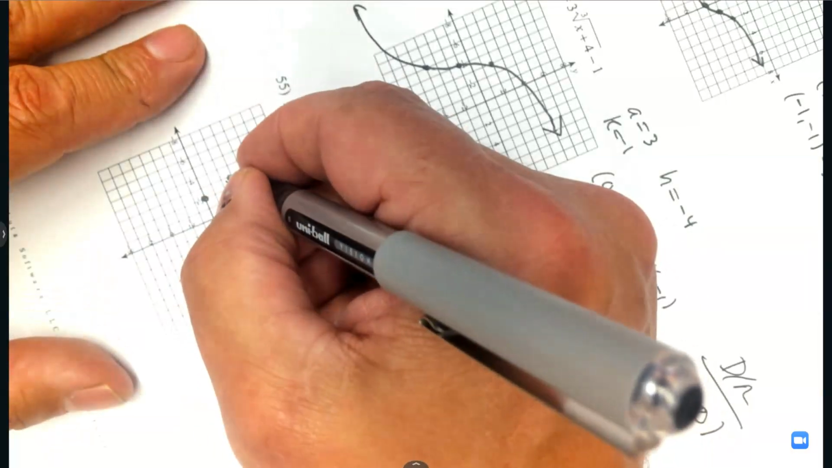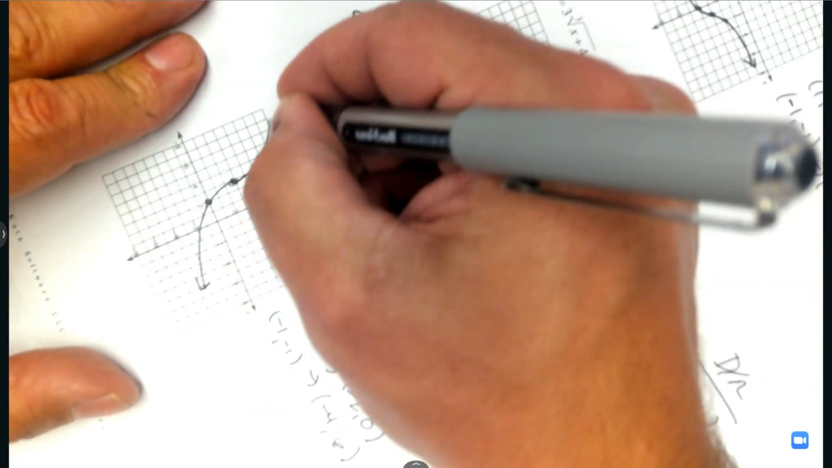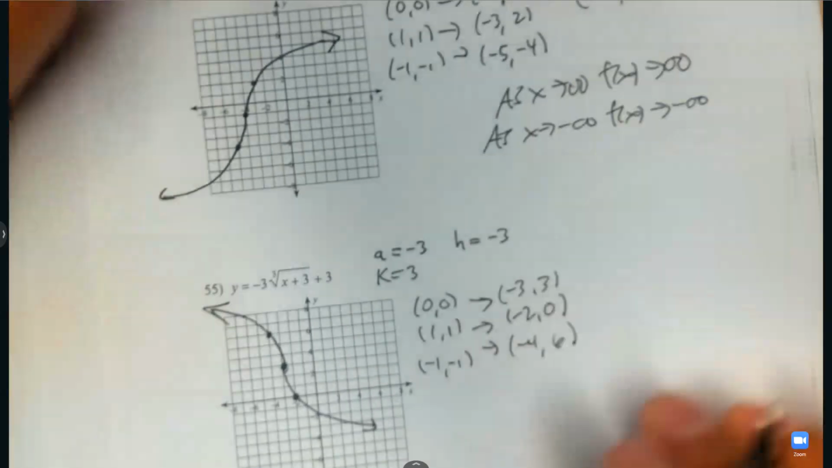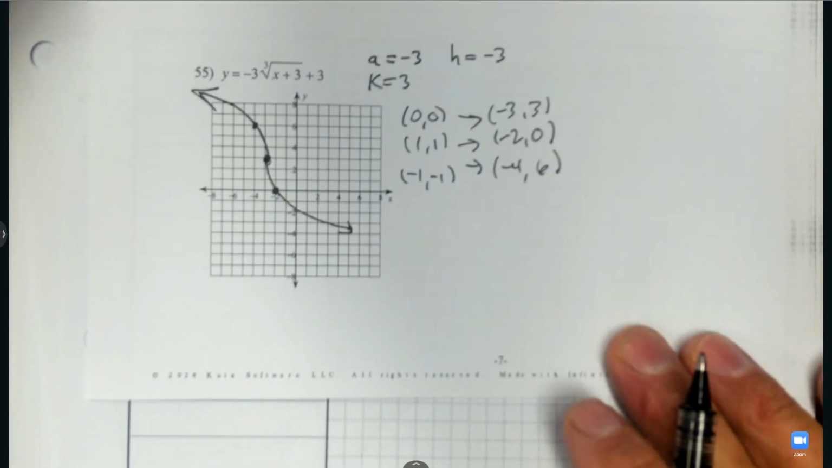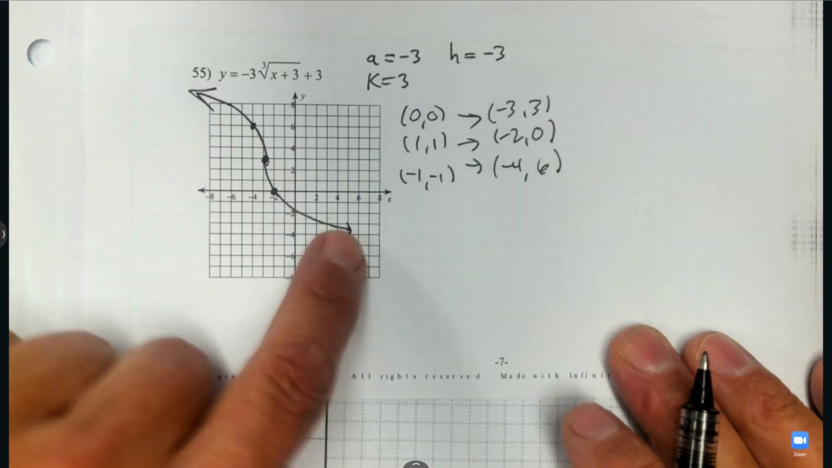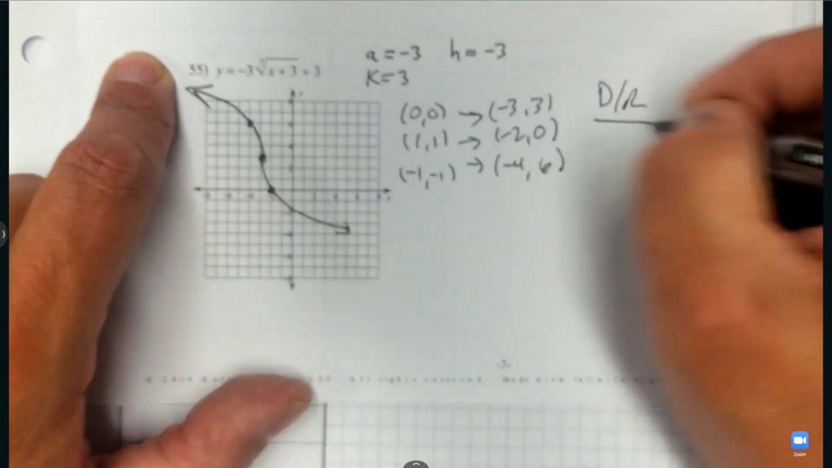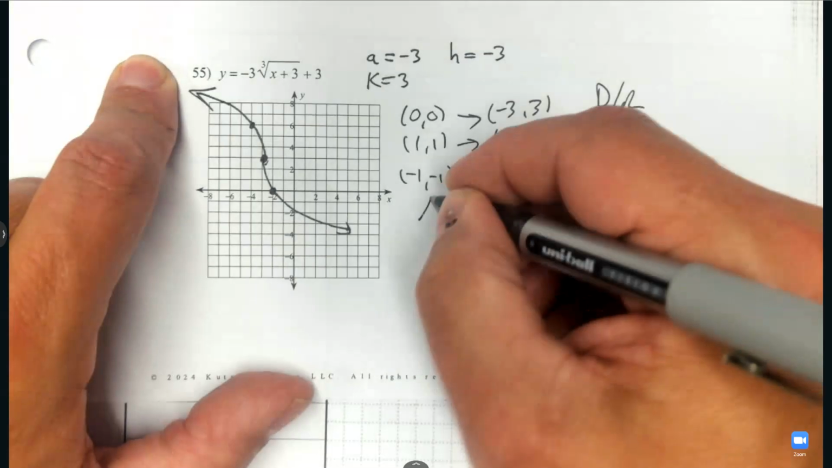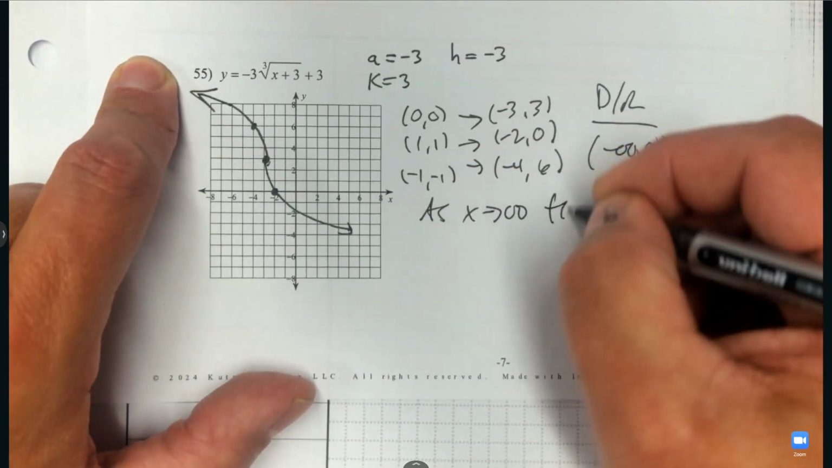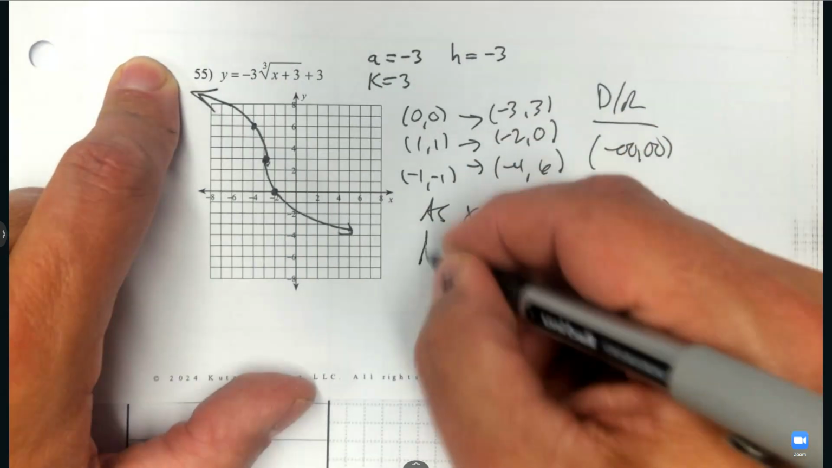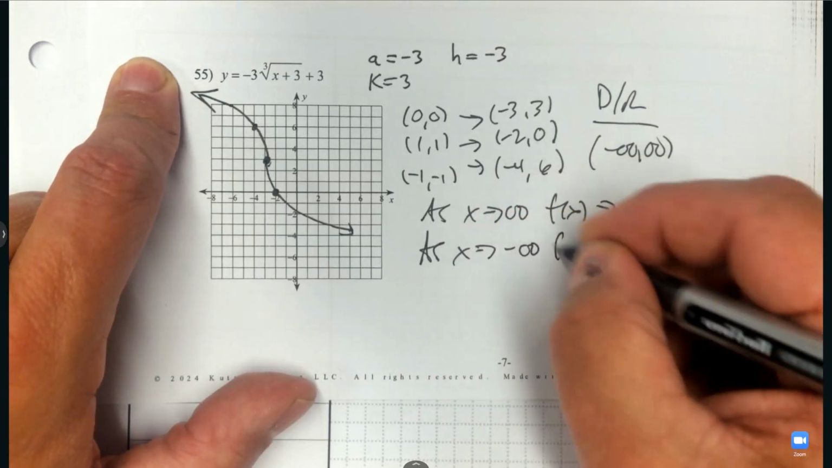And notice how this goes down to the right and up to the left. So the domain and range don't change, but the end behavior, now the right end goes down and the left end goes up.